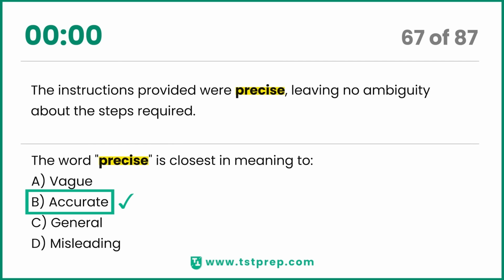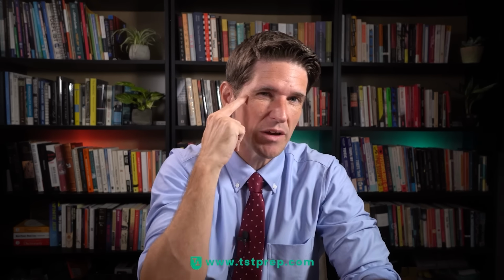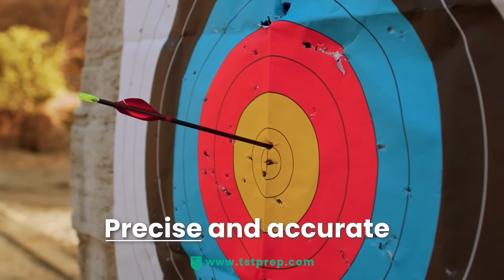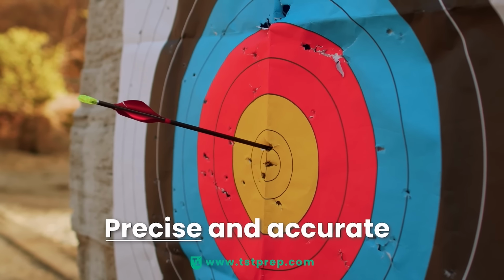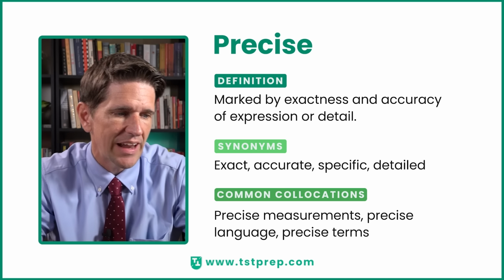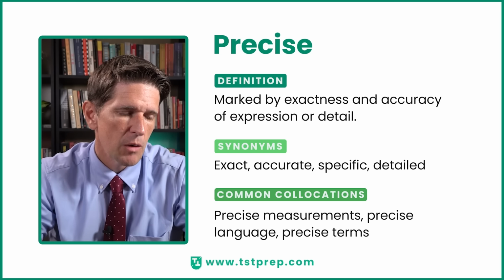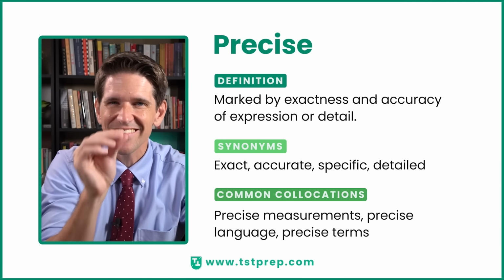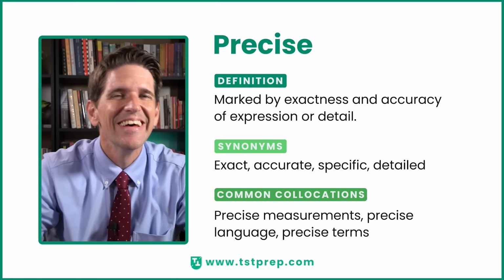All right, here the correct answer is B, accurate. So precise, I always think of this hand gesture here, like precise, just right here. I wink my eye and I put my fingers together, precise. Or I think of maybe somebody who does archery, they have to be precise, or when they practice shooting, you have to be accurate. You're marked by exactness and accuracy of expression: precise measurements, precise language, precise terms. I just do this when I say precise.